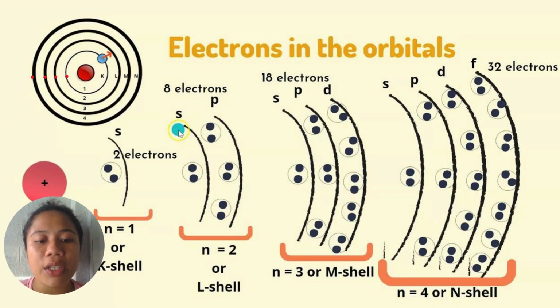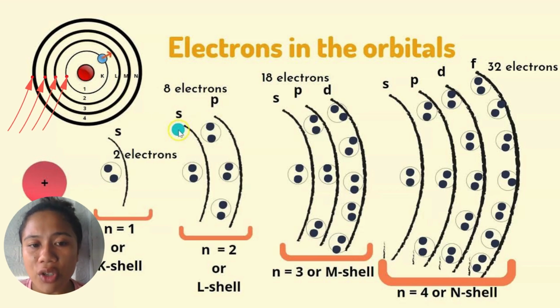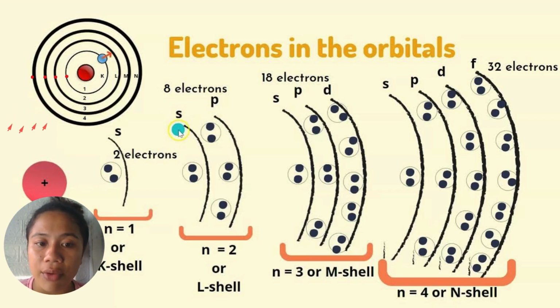And now, ma'am, let's proceed with N shell. So, N shell, as we can see, has n equals 4. So, there are 4 subshells, the S, the P, the D, and the F. So S again carries 2, P carries 6 electrons, D carries 10 electrons, and F carries 14 electrons. So 2 plus 6 plus 10 plus 14, overall N shell carries 32 electrons.